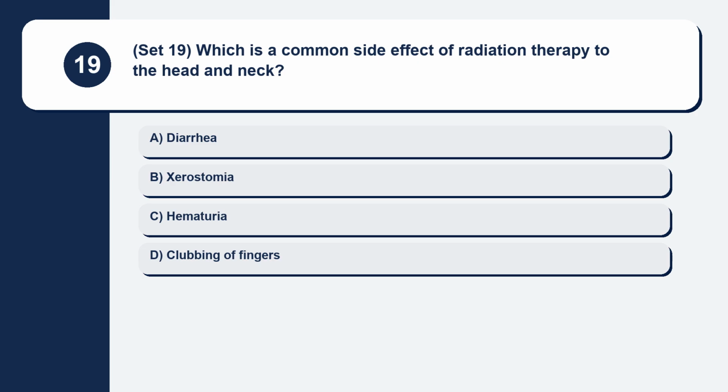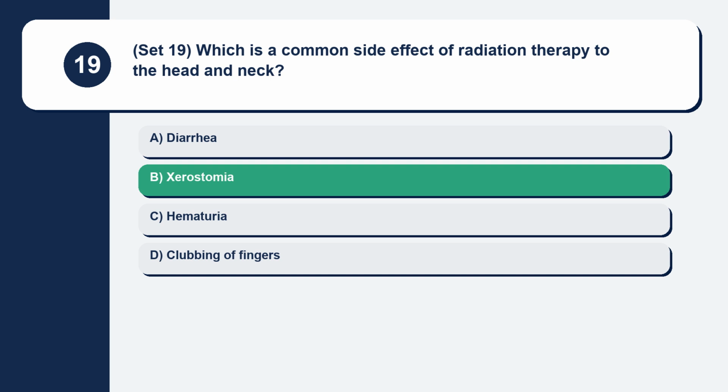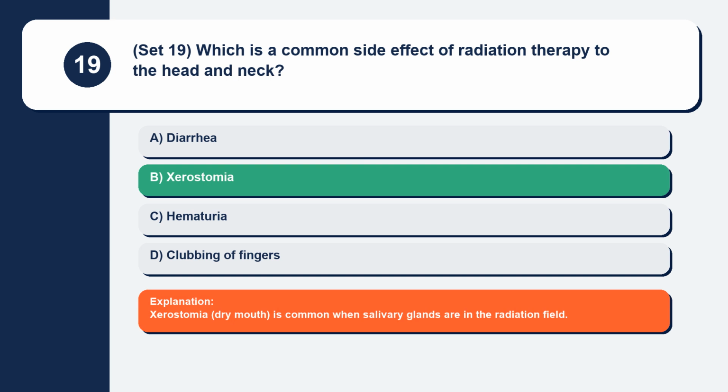Question 19. Set 19. Which is a common side effect of radiation therapy to the head and neck? Diarrhea, xerostomia, hematuria, clubbing of fingers. Xerostomia, dry mouth, is common when salivary glands are in the radiation field.